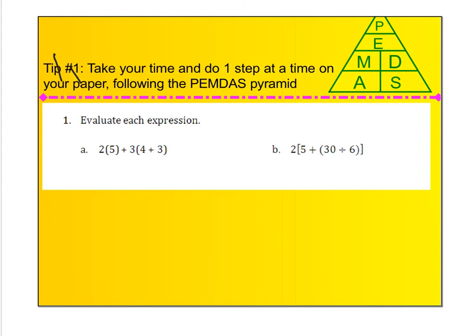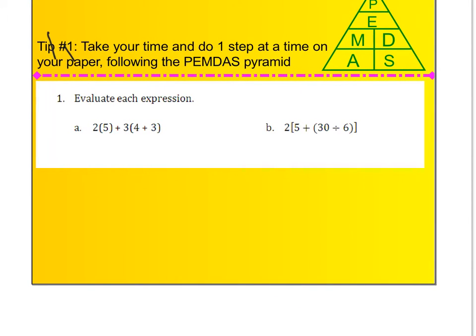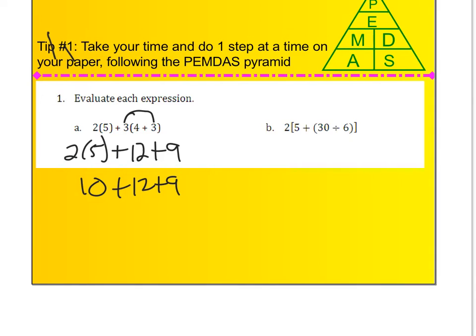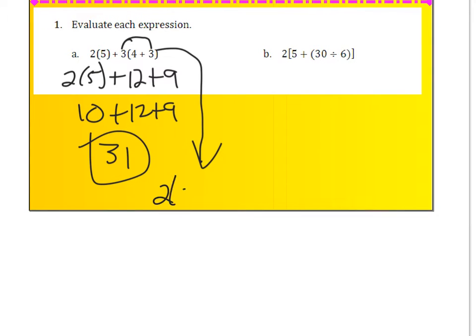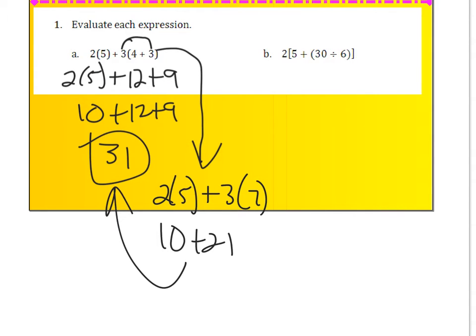So following PEMDAS, here's what you're going to do. Getting rid of parentheses, so that's going to be distribute there. That's going to be 10 plus 12 plus 9. So that's going to be 31. Another way I could have done this is to say 2 times 5 plus 3, but then in parentheses put that together. So that would be 10 plus 21, which would have still gotten me the same answer.